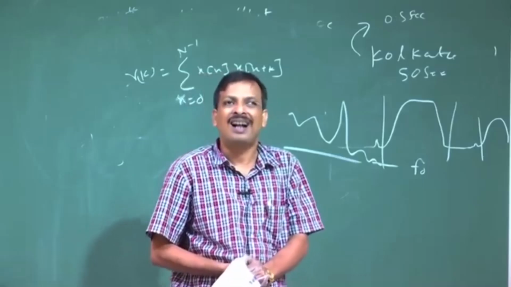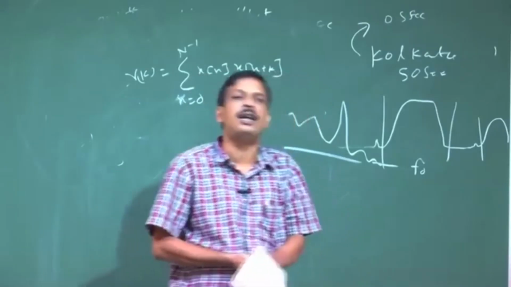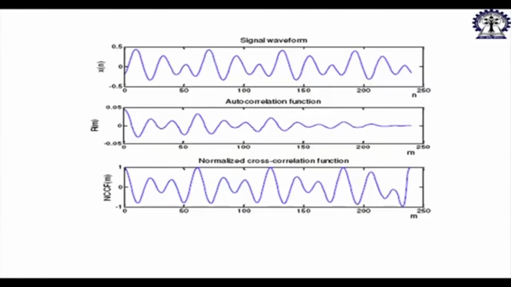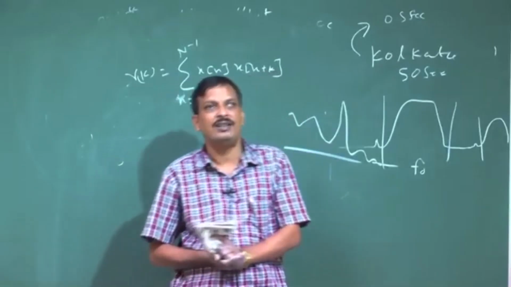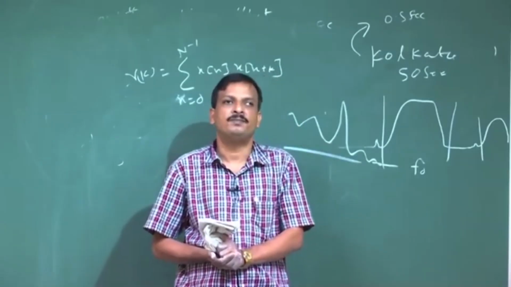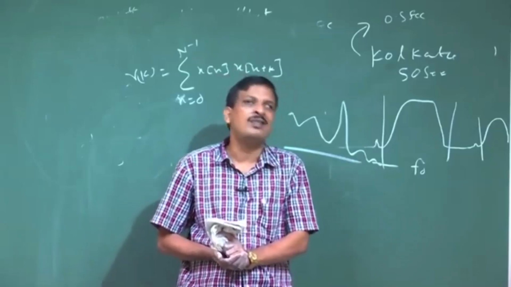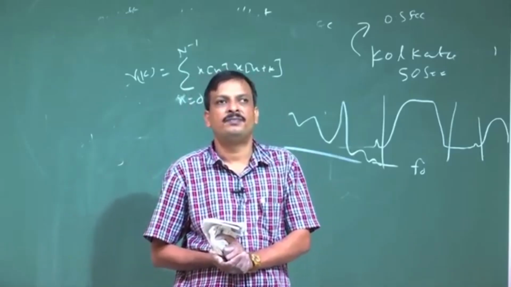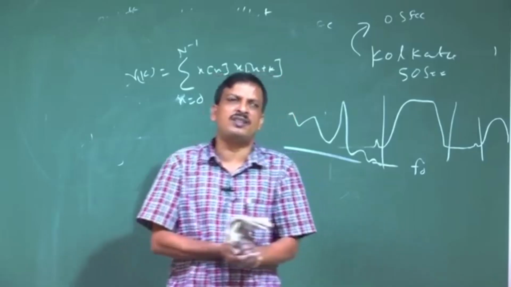If I calculate the Rk value using this NCCF, normalized cross correlation function, then if I plot it, if you see, the first one is the signal, the second one is the normal autocorrelation, the third one is NCCF. If you see, the amplitude is not decaying. So, now I can detect the peak easily and calculate the F0 easily. Okay. So, this is called normalized cross correlation based F0 extraction. Okay. So, in the next class I will discuss other methods also. Okay. Thank you.